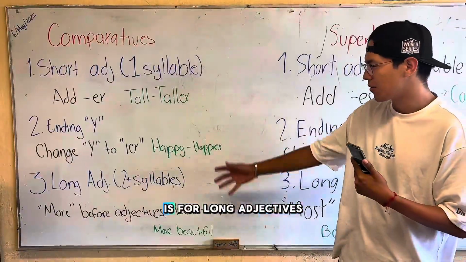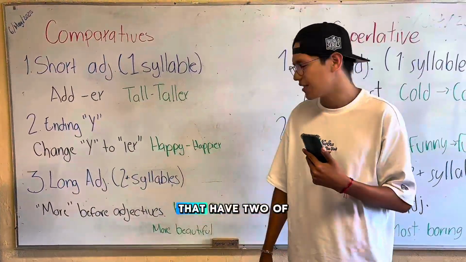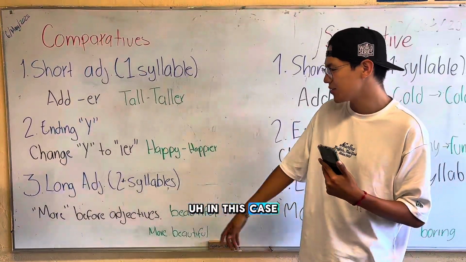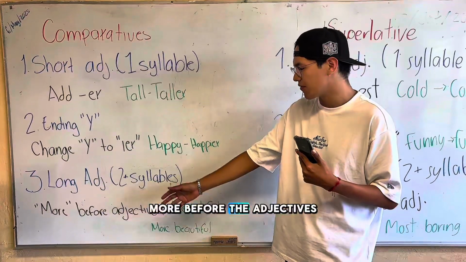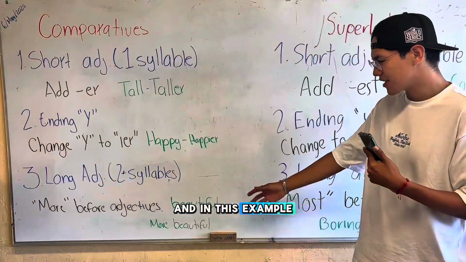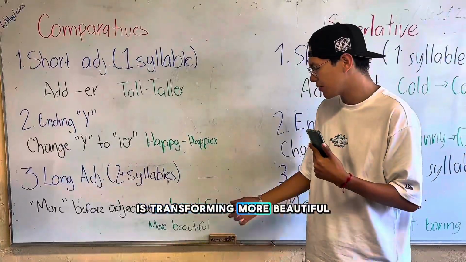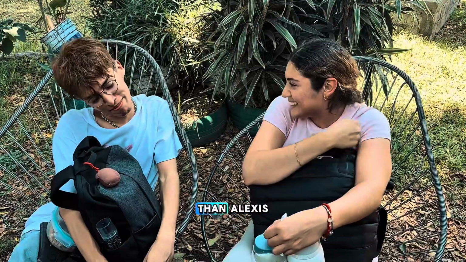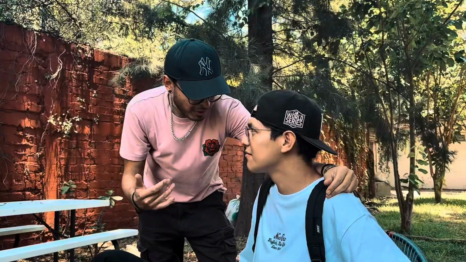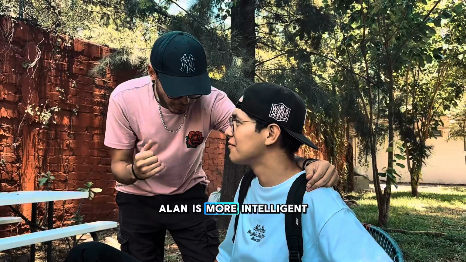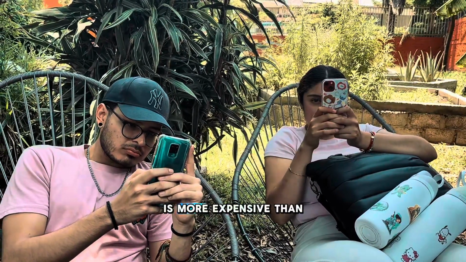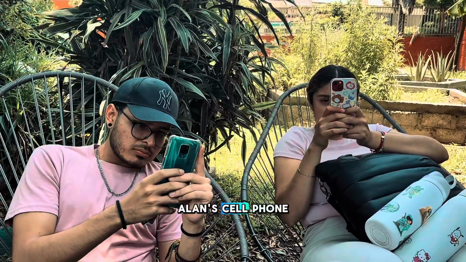And the last rule is for long adjectives that have two or more syllables. In this case, we have to add more before the adjectives. In this example, we have beautiful that is transformed into more beautiful. Genavi is more beautiful than Alexis. Alan is more intelligent than Alexander. Genavi's cell phone is more expensive than Alan's cell phone.